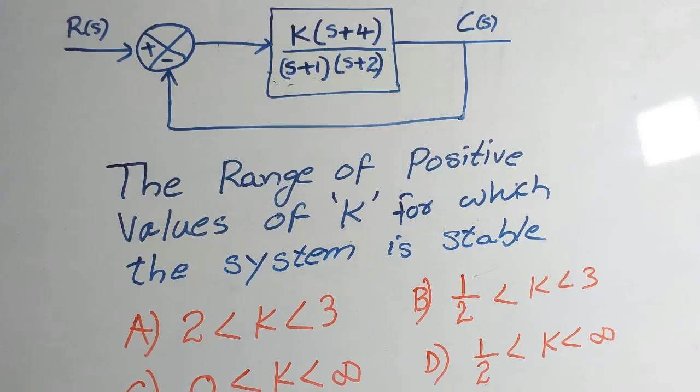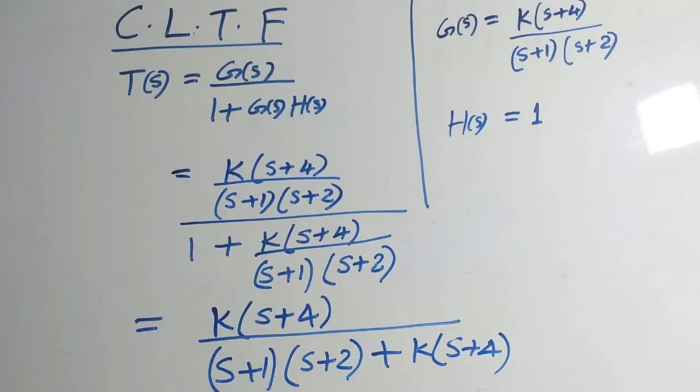Now consider the second question. We have a unity feedback closed loop system. We want to find the stability of system in terms of gain K. Options are given in terms of K. Here the feed forward transfer function G(s) is equal to K multiplied by (s plus 4) divided by (s plus 1)(s plus 2), and feedback gain H(s) is equal to 1.